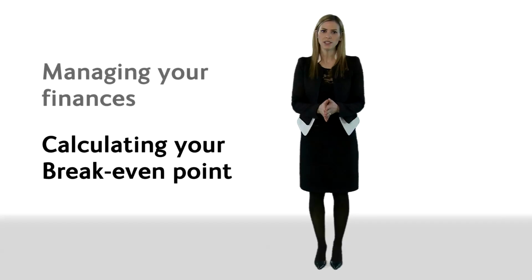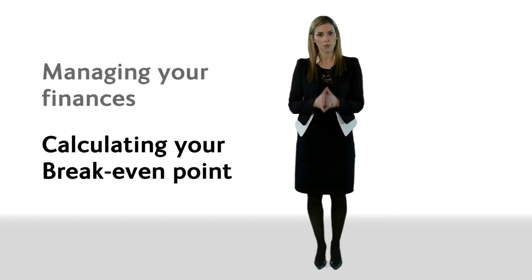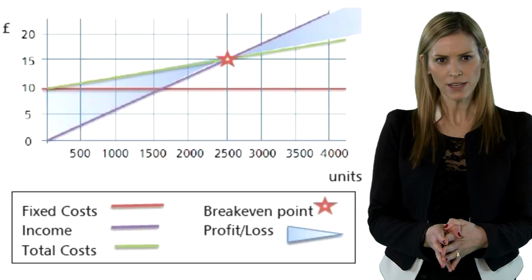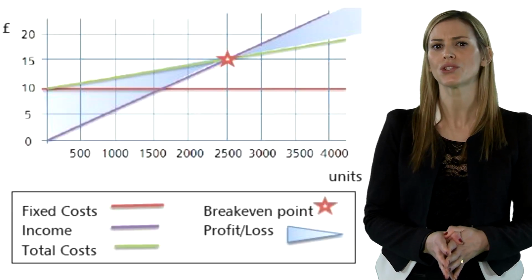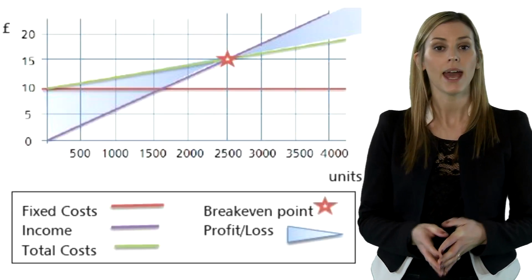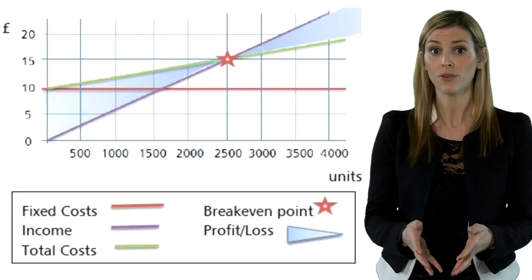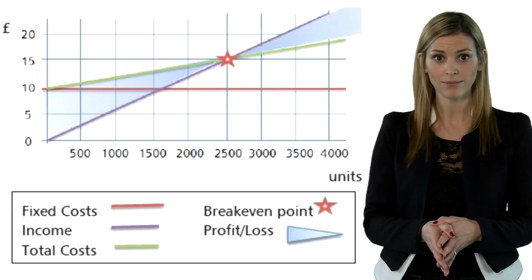One of the most important numbers to know in your business is your break-even point. The break-even point is the point at which your costs and your income are equal. Anything you sell above break-even generates a profit. Anything below, then you make a loss. You can use your break-even to forecast sales because it tells you how much you have to sell to cover all your costs, including your overheads.